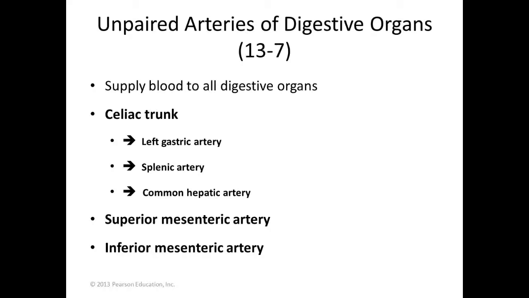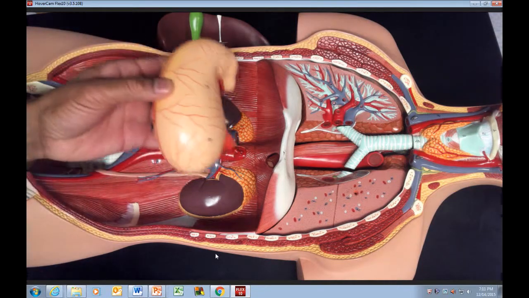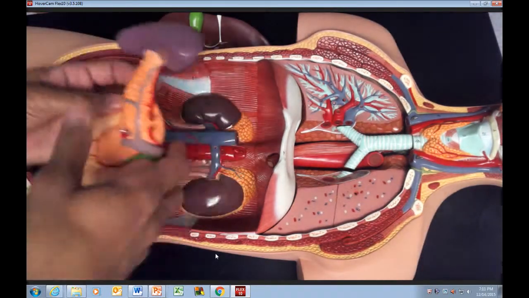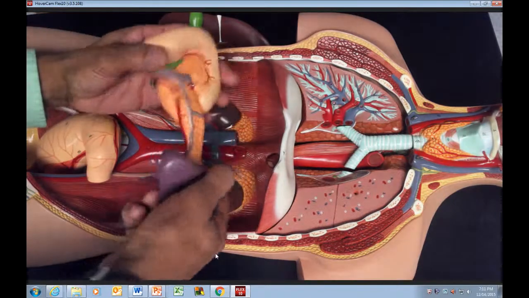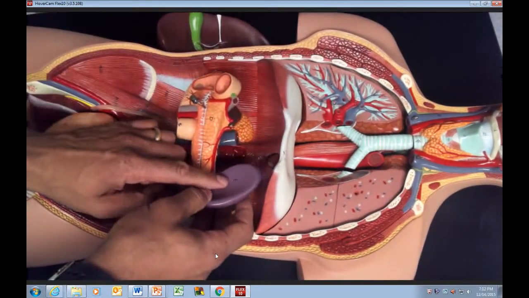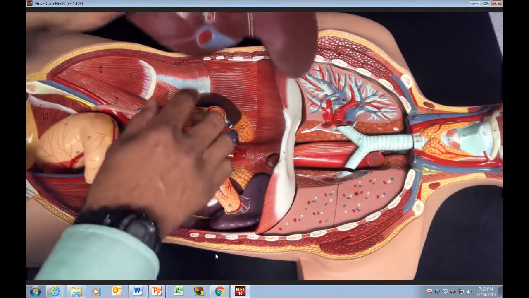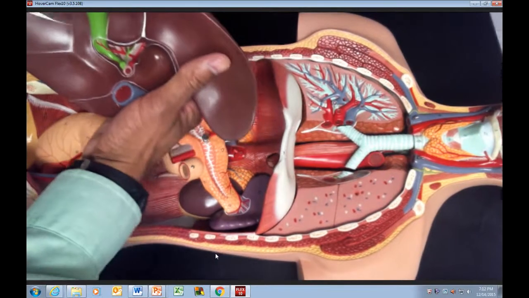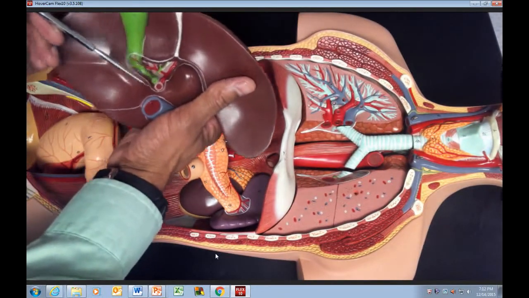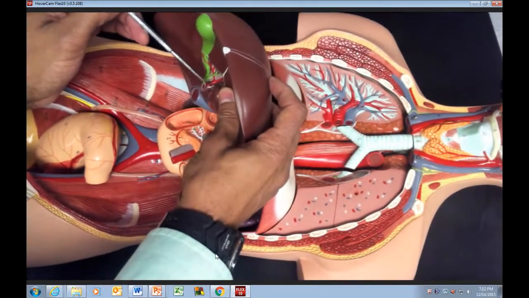So let's look at the gastric and the splenic artery and the common hepatic artery. You're going to see the gastric artery, but let's look at the splenic. So here's the spleen. All right. So here's your spleen, and that's the splenic artery. And I already pointed out the hepatic vein. All right. Now, when it's actually here, the hepatic portal vein, you also have the hepatic artery.